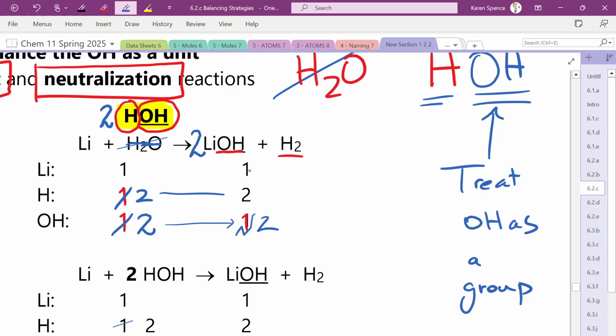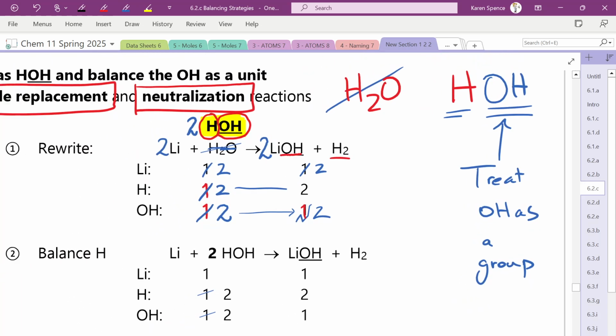That gives me two lithiums. And then if I put a 2 here, that gives me two lithiums. But by separating out the hydrogen and the hydroxide, my balancing becomes much, much easier. Okay? This only works for single replacement where you have water and neutralization. Do not try and use it for combustion. It does not work. Okay?